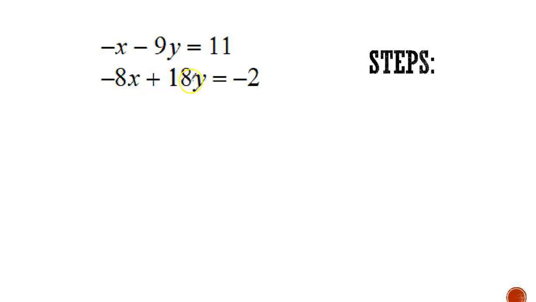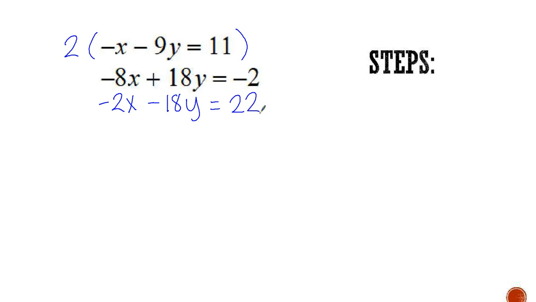So the opposite of a +18 would be -18. So I already have the negative, that's good. But I need this 9 to become an 18. What can I multiply 9 by to get 18 is 2. I'm going to multiply the entire top equation by 2. So 2 times -x is -2x. 2 times -9 is -18y. Equals, and don't forget the last part, 2 times 11 is 22.